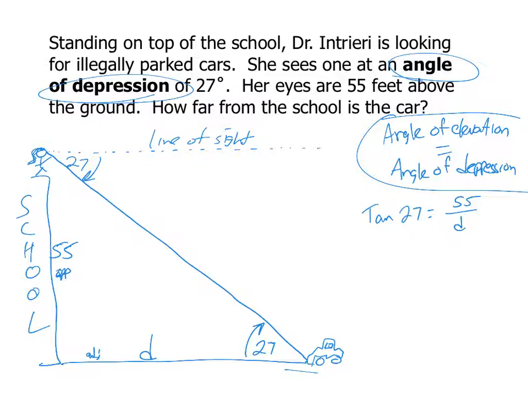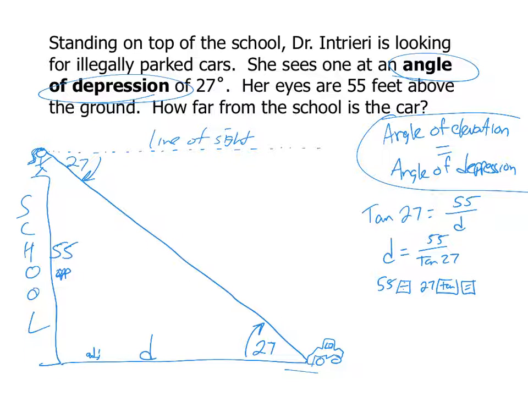When the variable's in the bottom, you've got to divide. So I'm going to switch these two terms around. I'm going to put my d on the side with the equal sign, and I'm going to do 55 over tangent 27. So on your phone, you're doing 55, dividing by, typing in 27, hitting your tangent button, and then you hit equals.